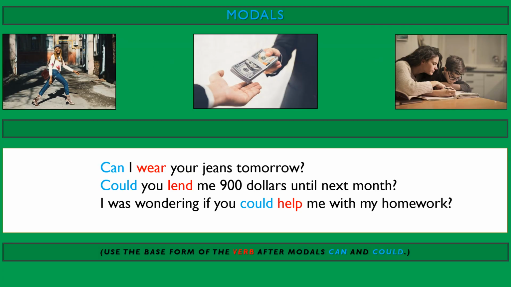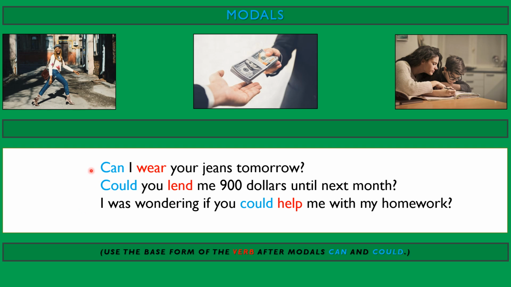Here we have some examples of requests or petitions using the modals can and could. For example, can I wear your jeans tomorrow? Could you lend me $900 until next month? I was wondering if you could help me with my homework. In this case, you have the modals can and could.